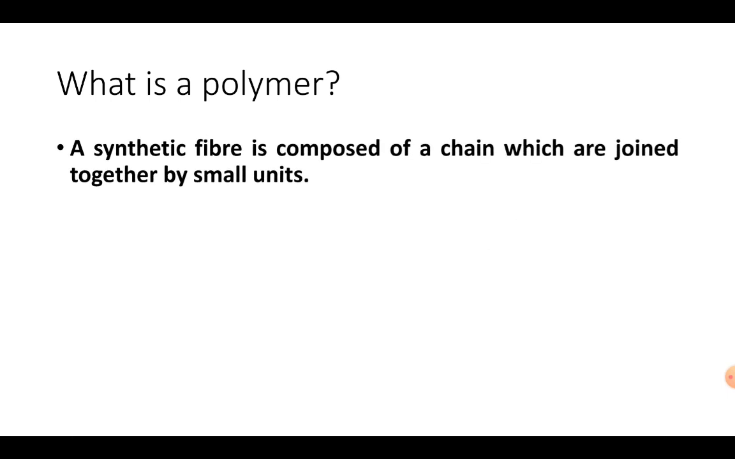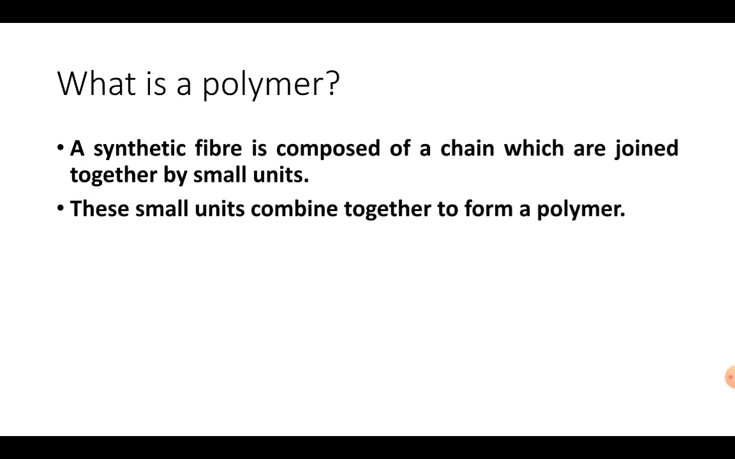So, a synthetic fiber is composed of a chain which is joined together by small units. These small units are very small and these compose together to form a synthetic fiber. These small units combine together to form a polymer. So this long chain is called polymer, which is actually composed of many small units. Polymer is a Greek word in which poly means many and mers means small units.